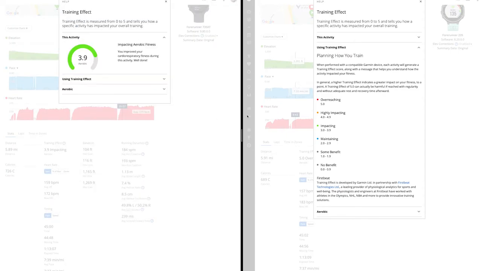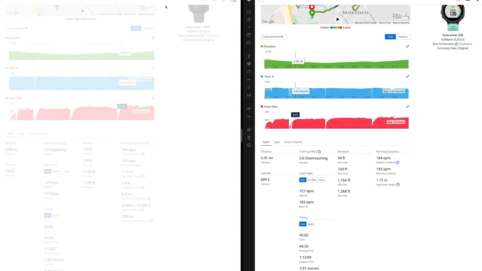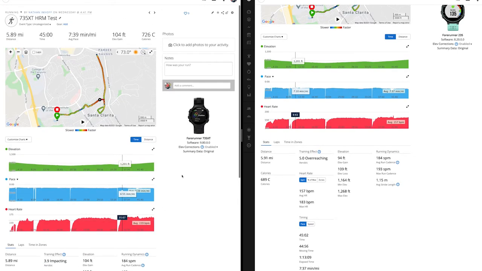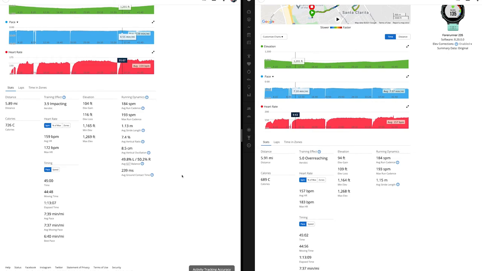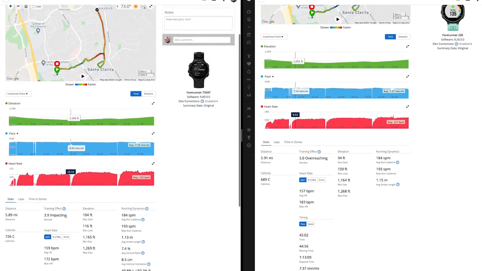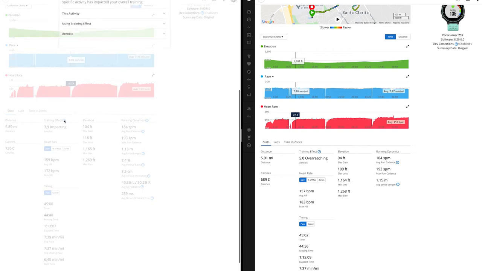So I would have to say, overall, that this confirms it. Now, it's not as cut and dry as being 8 to 10 beats per minute off, but it is going to throw off things like your zones, it's going to throw off your calorie count, it's going to say that you worked harder than you did or didn't.